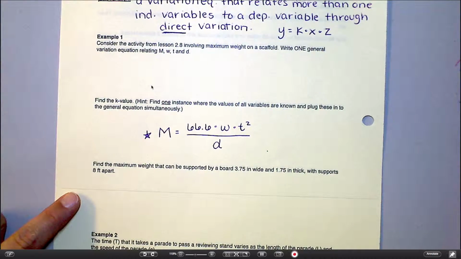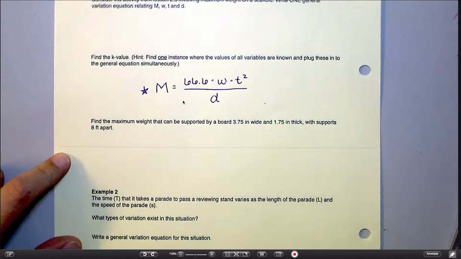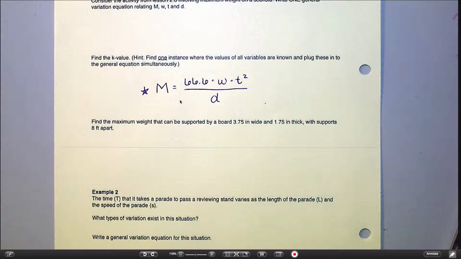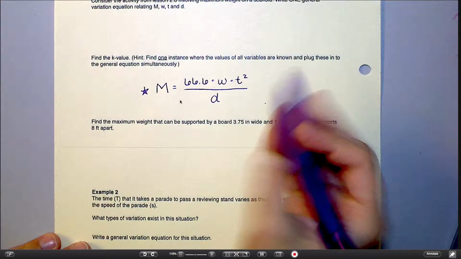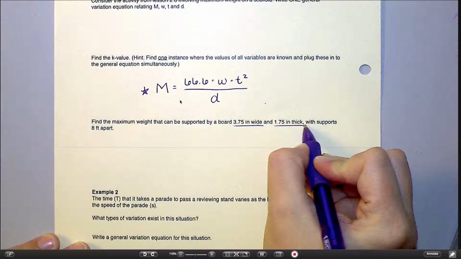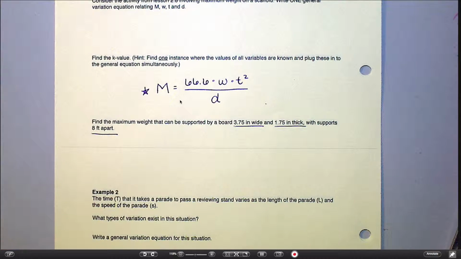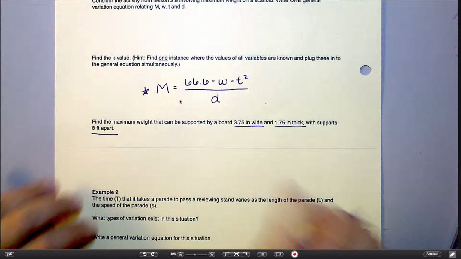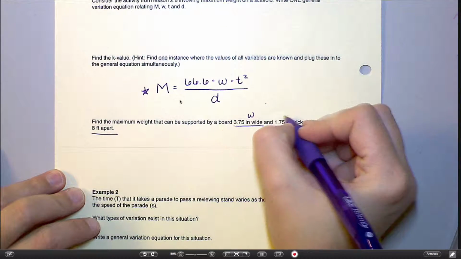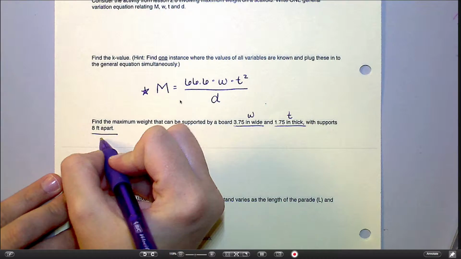Okay, which should be easy now, because really this formula that we came up with yesterday is like our formula for this in general. This is a much more general formula than any of the other variation equations you came up with, because this works for any board of any thickness and any width and any distance between the supports. So when I say find the maximum weight that can be supported by this, this, and this, what am I doing with all those numbers? Plug them in. Yeah, this is my width, right? This is my thickness, and this is my distance apart.